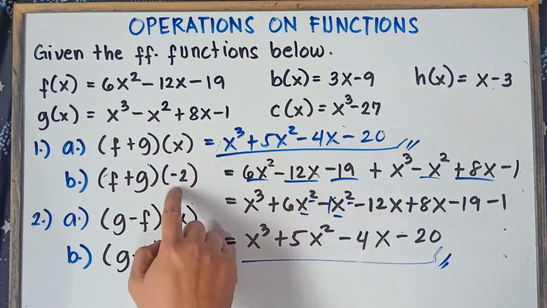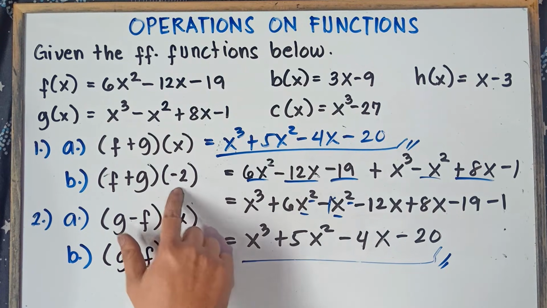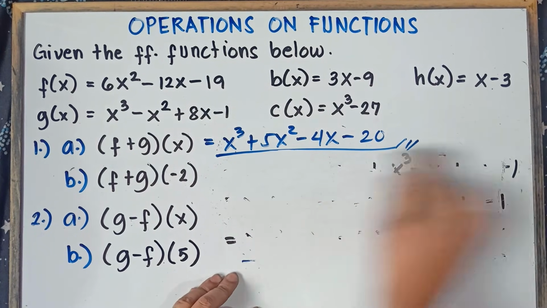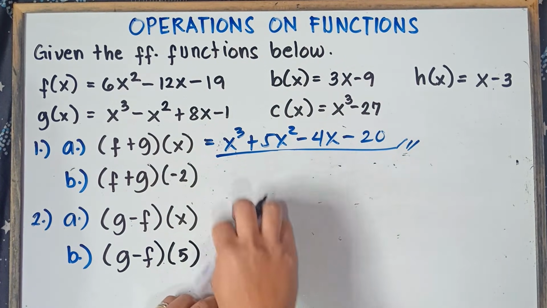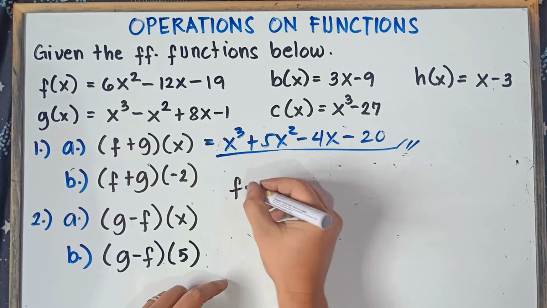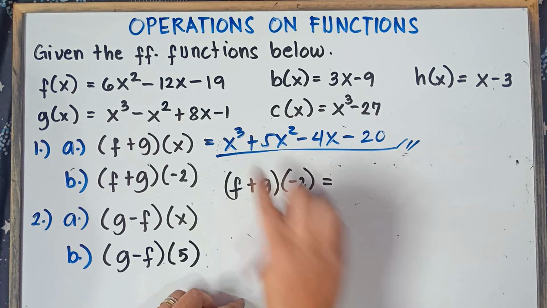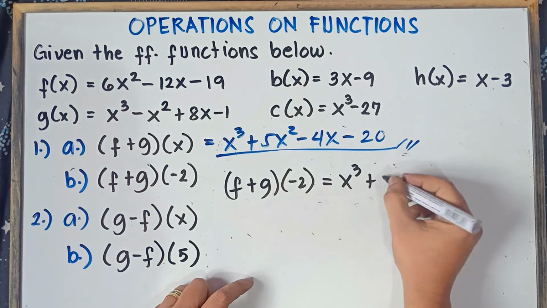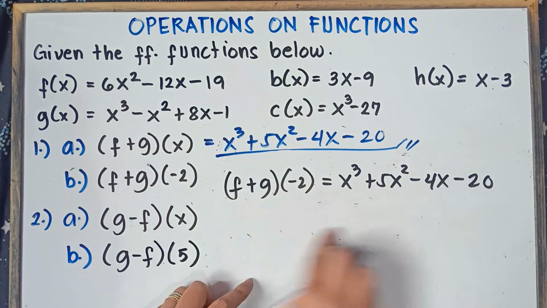Now, we have the given value of x, that would be negative 2. We just simply substitute the value of x in this given answer. So once again, f plus g of negative 2. Let me just copy the answer, class. Let's do it step by step, class. x cubed plus 5x squared minus 4x minus 20.